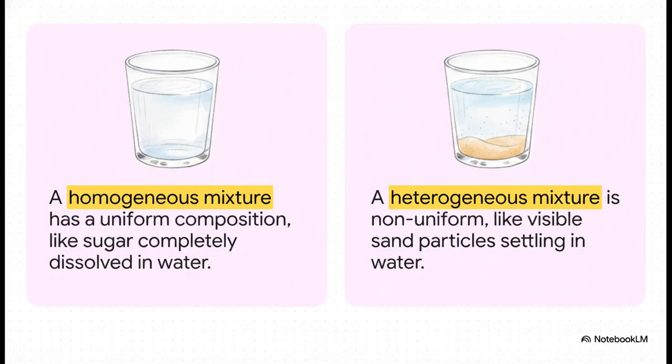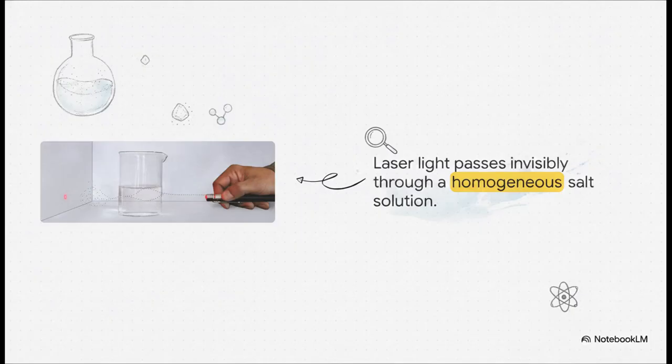On the flip side, we have heterogeneous mixtures. These have a non-uniform composition. If you stir sand into water, the particles stay completely visible and eventually just settle to the bottom. So short version, homogeneous hides its ingredients, while heterogeneous shows them off. We can actually test this visually.